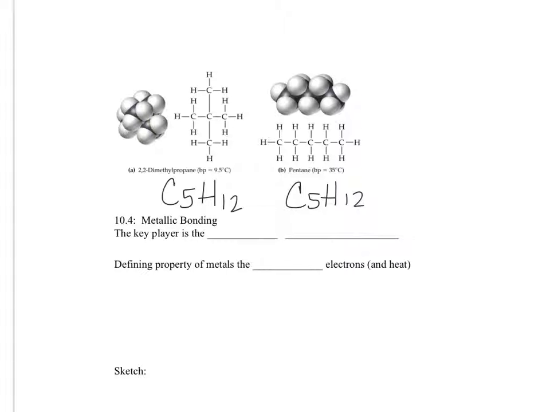All right, let's take a quick look at metallic bonding. The key player in metallic bonding, obviously, is the valence electrons. A defining property of metals is the conductivity of electrons and heat.